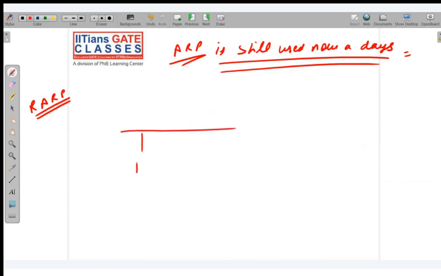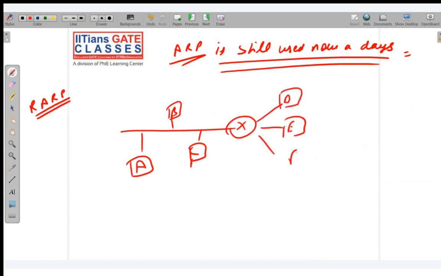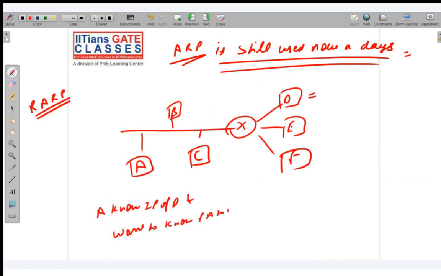Now see this. We have computers A, B, C, and a router here, and here we have D, E, and F. Directly or indirectly I want to show you a subnetting kind of concept here. So A wants to know the physical address of D. A knows the IP of D and wants to know the PA of D.